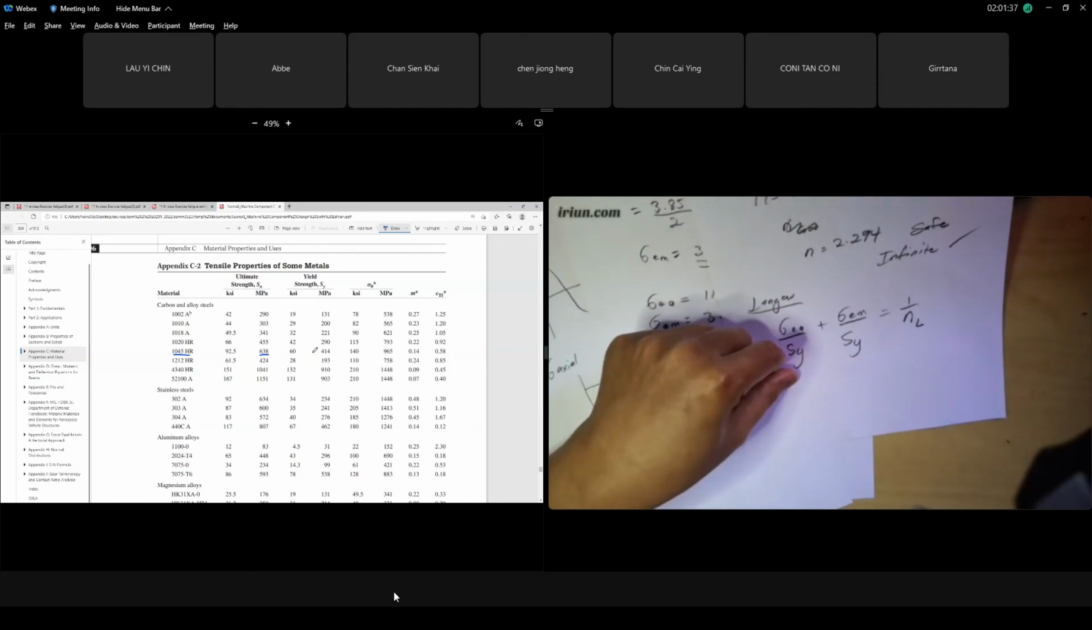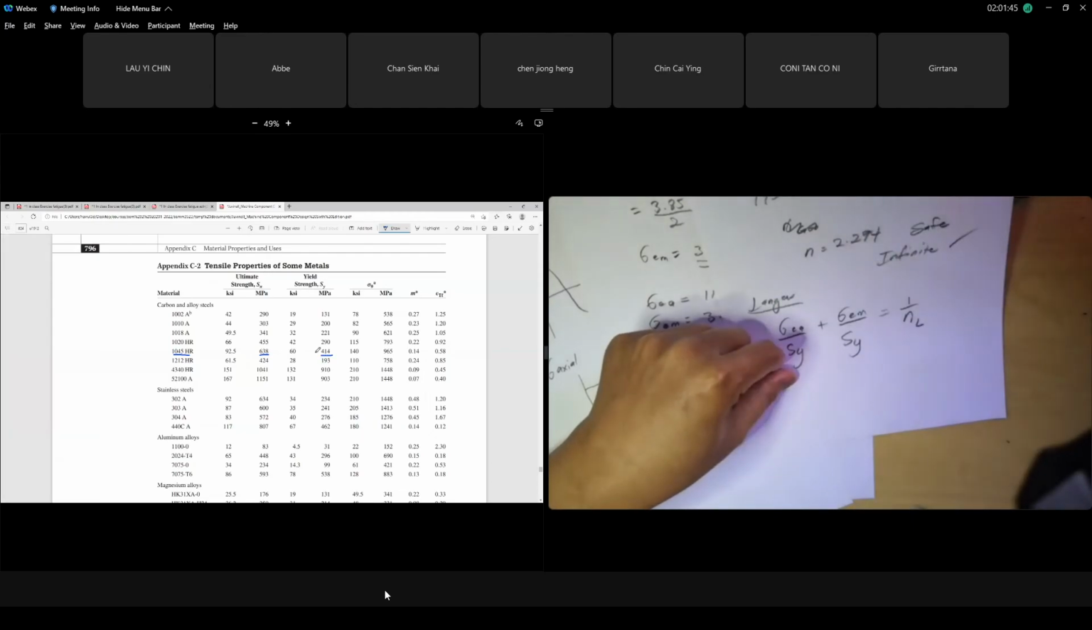Alright, 638, you see, do not use this for SY, this is SUT. For Langer you use the SY value of 414. See, class, are you with me? In this textbook you see 414 megapascal, for 1045 it is 414 megapascal. Class, hello class, are you with me?